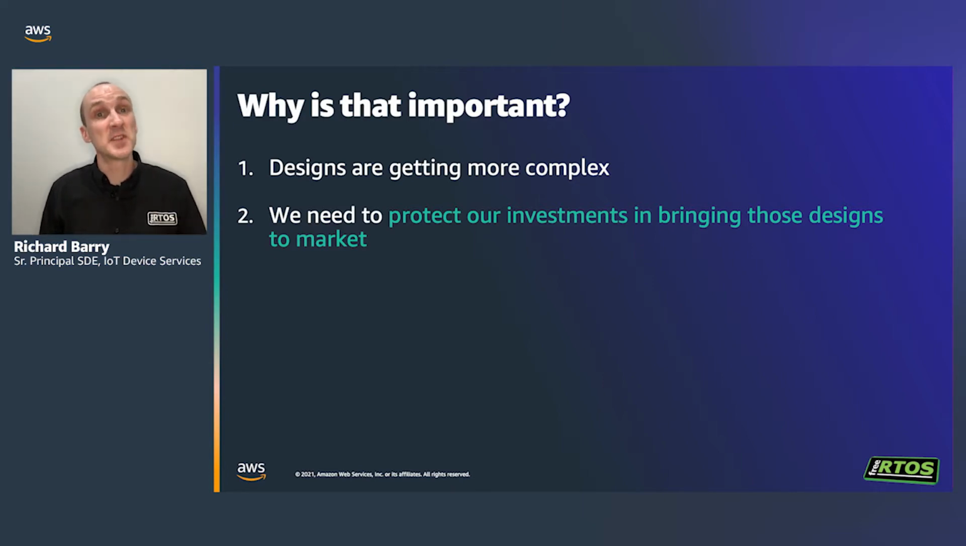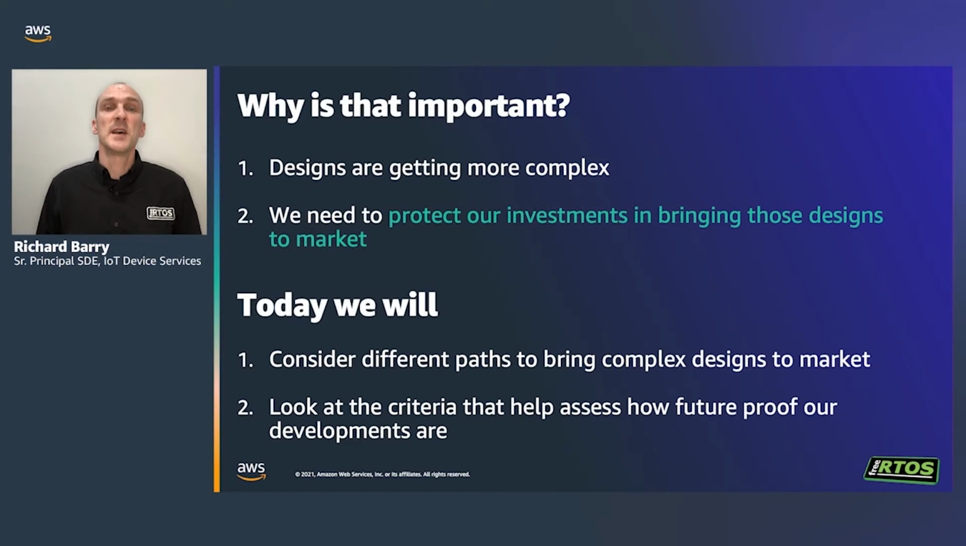And to ensure we get a return on investment on that development, we want to make sure that our products can stay in the market as long as possible. And this is what I call future-proofing. Make sure that as we add new products or update existing products, we can do so with as few changes as possible. So I'm going to talk a little bit about different options we've got for taking these increasingly complex embedded products to market. And then also we'll look at the criteria that we can use to judge how future-proof our designs, or our choices, are.